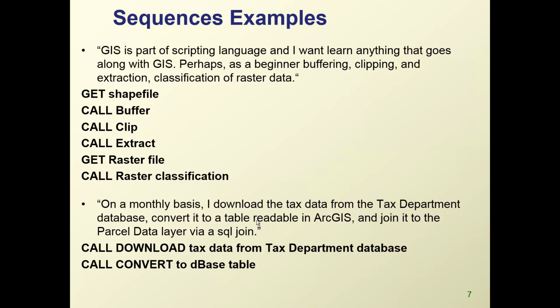But then you might say call the convert to DBase table process. You may have had something different written down. Call join to DBase to parcel data. Those are just some sequential steps. Now, if we were going to describe doing this for a year, you might say for each month of the year, and then you'd have these things inside, and then you would end for at the end of that.